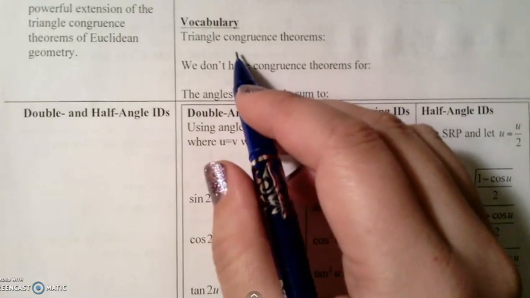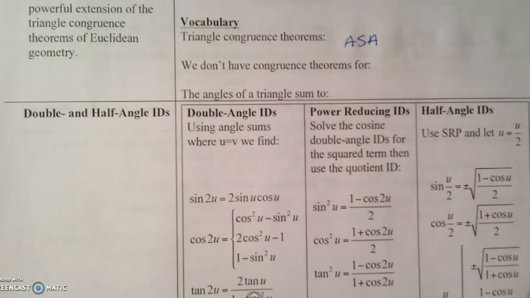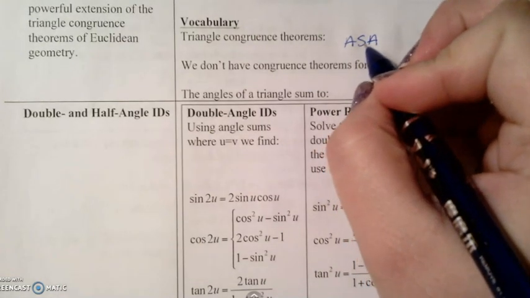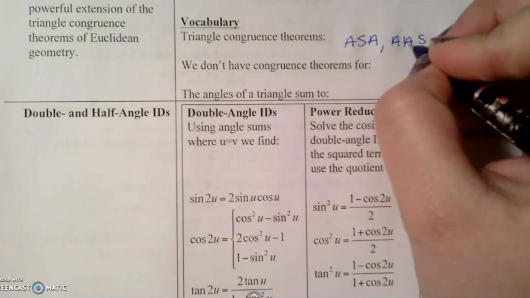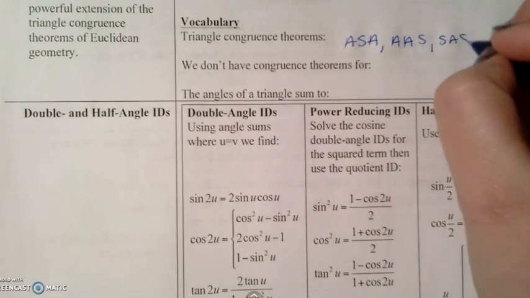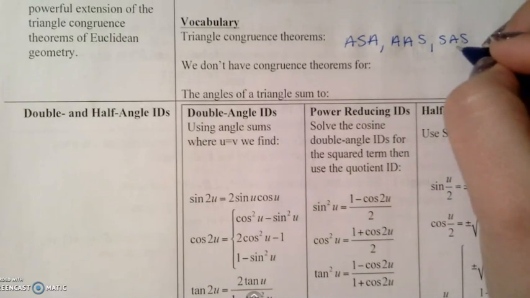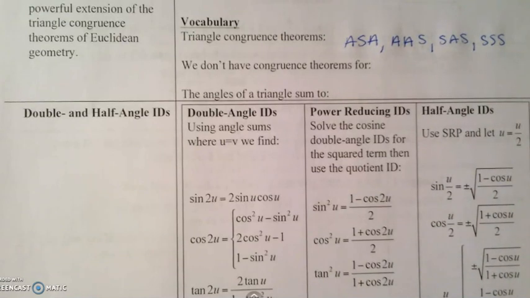So our triangle congruence theorems, we have ASA when we're given two angles and the side between them. We have AAS when we're given two angles and a side that's not between them. SAS if we have two sides and the angle between them. And then we have SSS if we have all three sides.